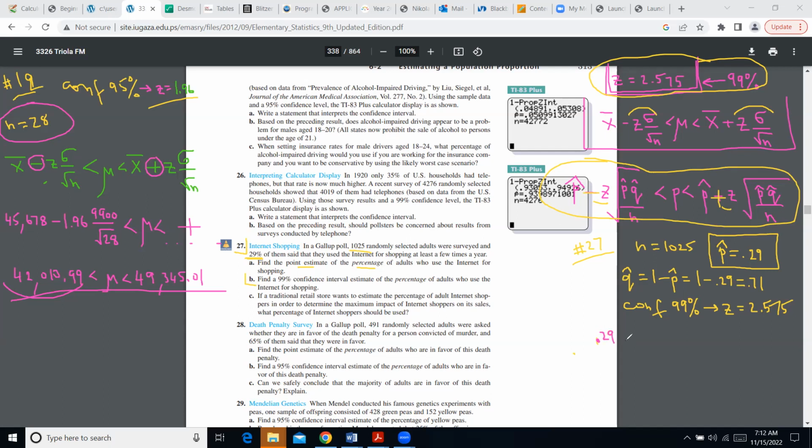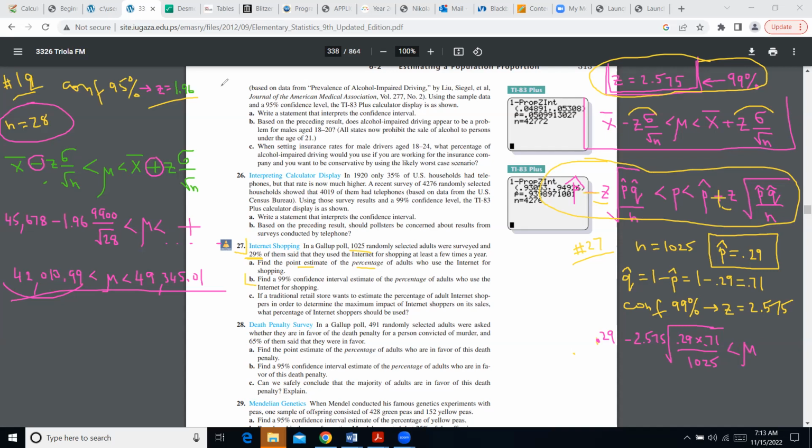So that's P-hat minus the Z-score 2.575. For such a high confidence, we get a little bit bigger Z-score. And then inside the square root, it's 0.29 multiplied by 0.71, right, inside the square root. And divide this product by the sample size, which is 1,025. So that's one side of this calculation.